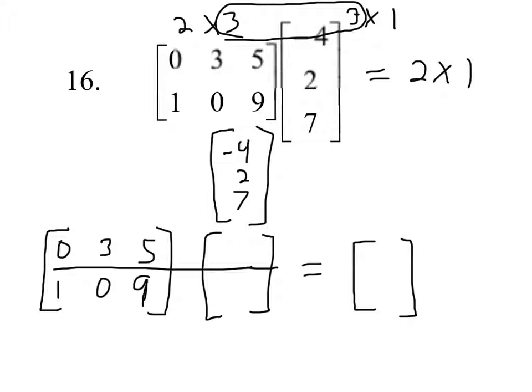Okay, so again, when you line up according to this grid method, it's so clear that you're going to be multiplying 0, 3, and 5 by negative 4, 2, and 7 at first. So 0 times negative 4 is 0, 3 times 2 is 6, and 5 times 7 is 35. So 0 plus 6 plus 35 is 41. Okay, great, we're half done. Then on the bottom, we're going to be multiplying 1, 0, and 9 by negative 4, 2, and 7 again. So 1 times negative 4 is negative 4. 0 times 2 is 0, and 9 times 7 is 63. So negative 4 plus 0 plus 63 is 59. And there's our answer.